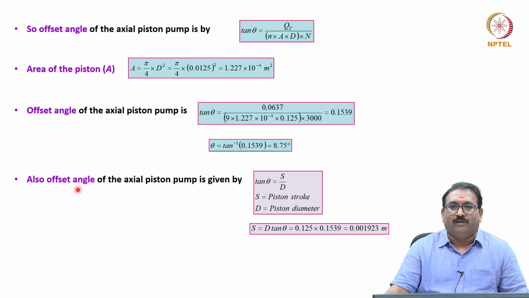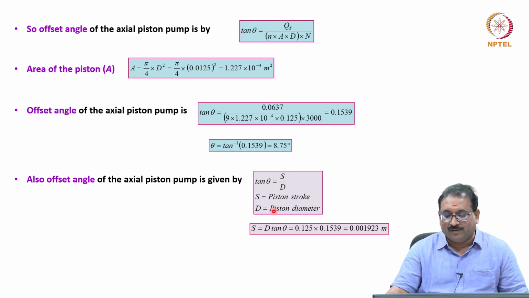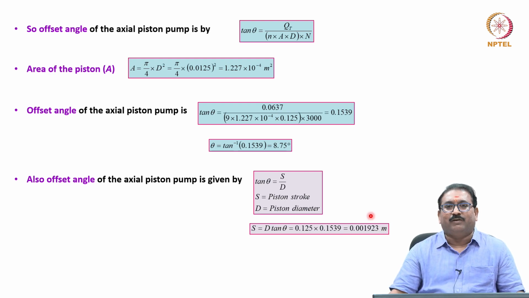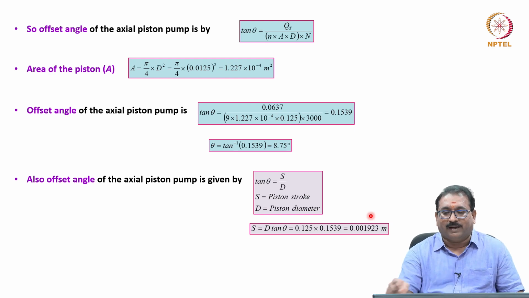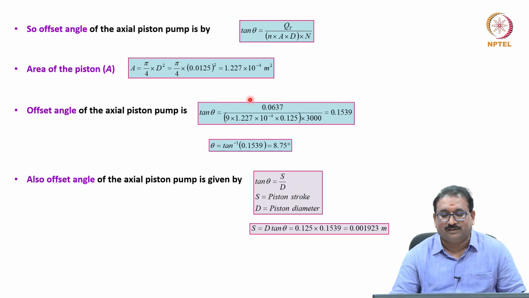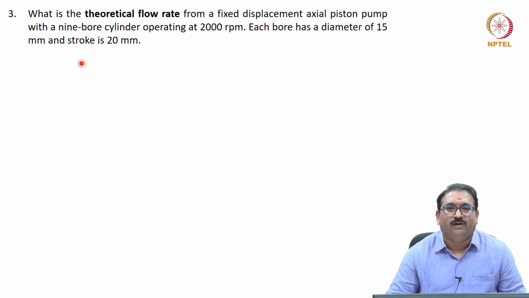Also you will remember, already we know that the offset angle tan theta equal to S by D. S is the piston stroke by piston diameter. You will get S equal to D into tan theta. D already is given, diameter of the piston. You will get this much stroke. Please remember, friends, whatever the problems, only they are playing with these parameters. One more quickly we will see now.